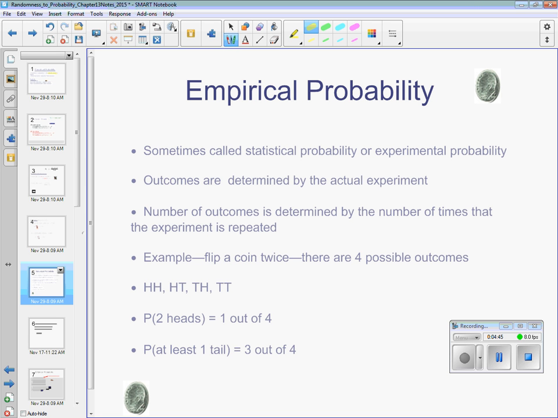Heads or tails, but the order is going to matter, right? So I've listed them here. The first one could be a head, the second one could be a head. Or we could have the first one being a head, the second one being a tail. Tail, head, tail, tail.